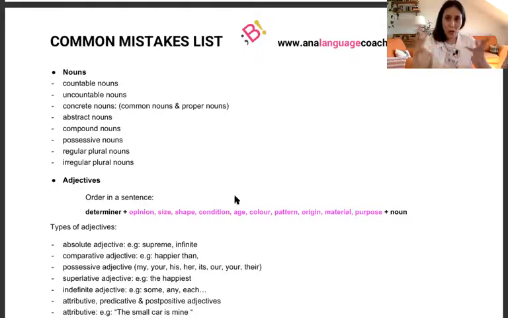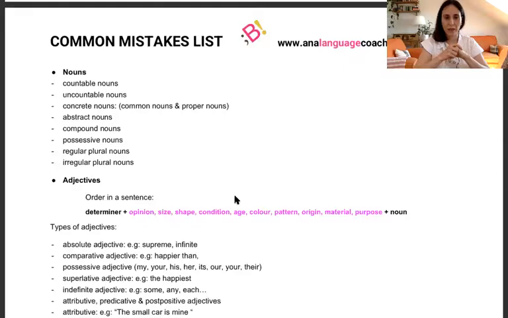If you use obviously one adjective, you don't need to think about the order. But if you give more than one, you really need to think about the characteristic of each adjective and which one goes first. For example, you use the or a, and then you say opinion, size, shape, condition, age, color, pattern, origin, material, and purpose. And then you have the noun.